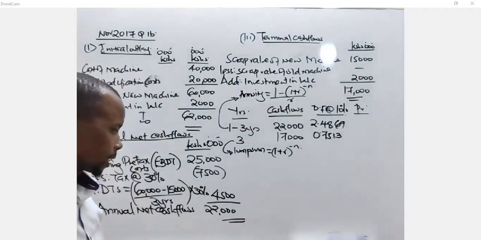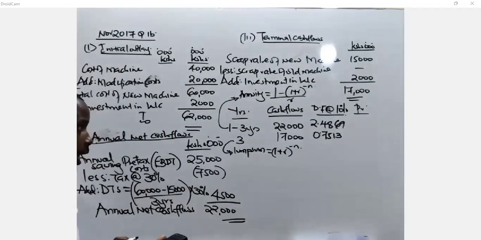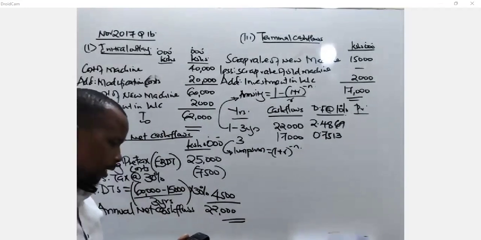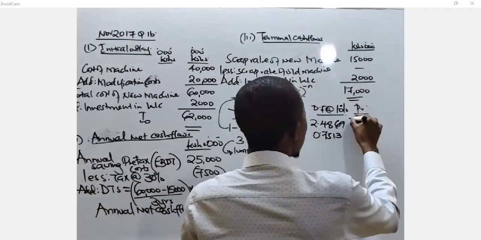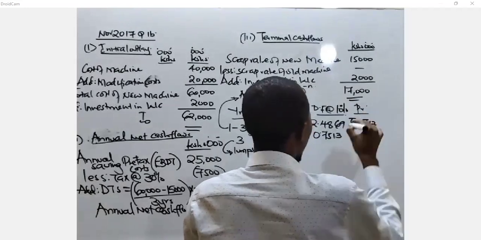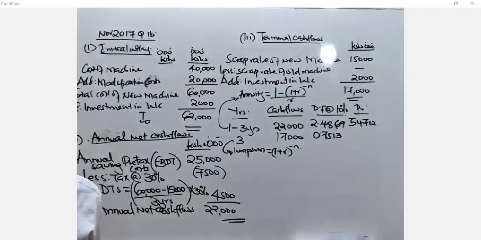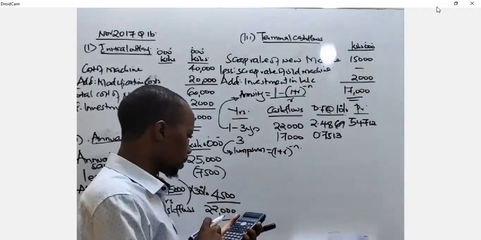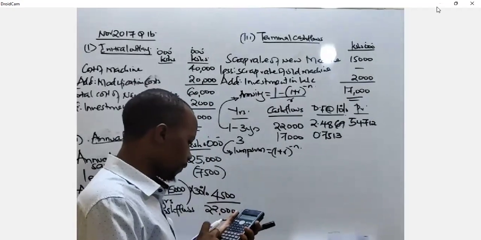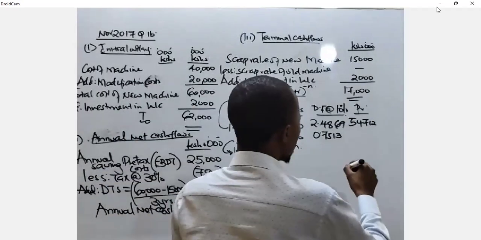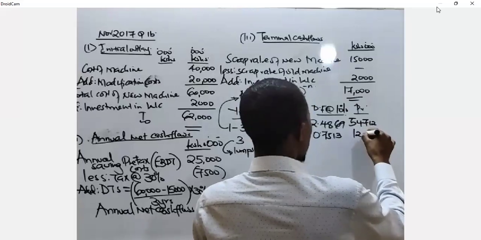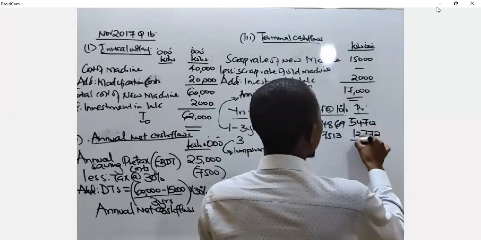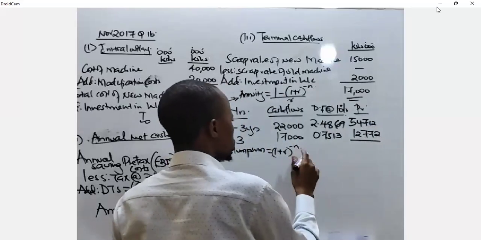Then at the end, to get your present value, you just need to take your cash flows and multiply by the discount factors. So 22,000 times 2.4869, getting around 54,712. Then the other one will be 17,000. We multiply by 0.7513, getting around 12,772.